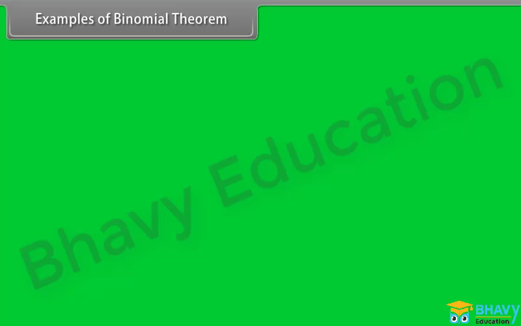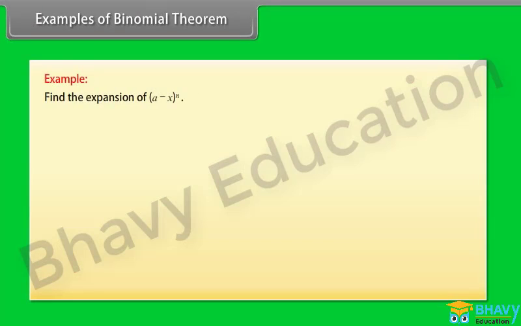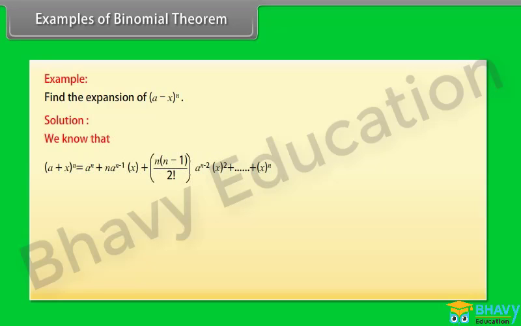Examples of binomial theorem. Example: find the expansion of (a - x)^n. Solution: we know that (a + x)^n is equal to a^n + n a^(n - 1) x + n(n - 1)/2! a^(n - 2) x^2 and so on up to x^n. Put x equal to minus x in the above expansion.